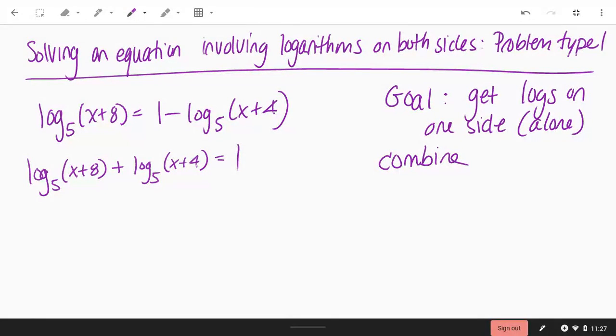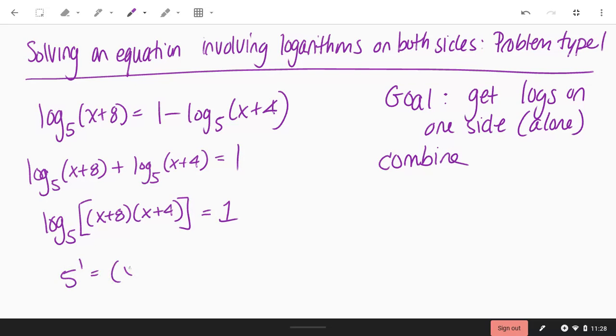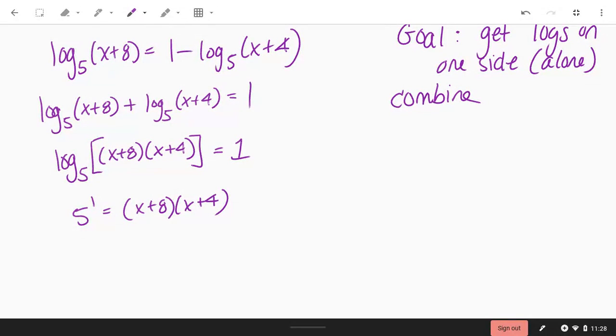Okay, and so now we can combine that to make it one log. So remember your sum of logs rule, our product of logs. We can write this as log base 5 of x plus 8 times x plus 4 equals 1. Okay, now you can loop and swoop. 5 to the first power is x plus 8 times x plus 4. And that's a quadratic. It's not factored the way we would want it to be factored because it's not set equal to 0. So we will expand it and then set it equal to 0. So 5 is, if I expand this, I'm going to have x squared plus 12x plus 32.